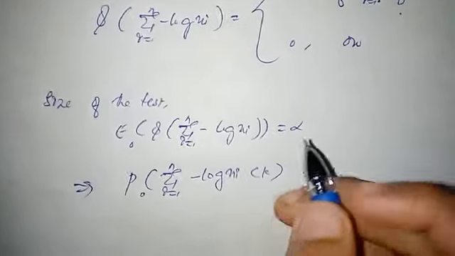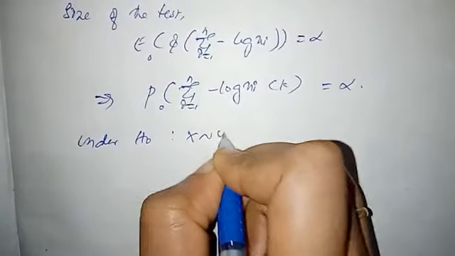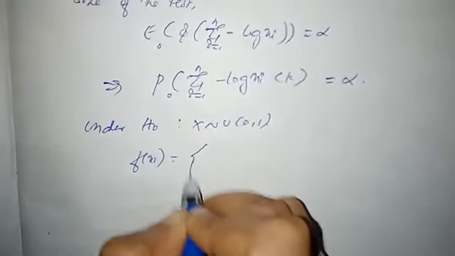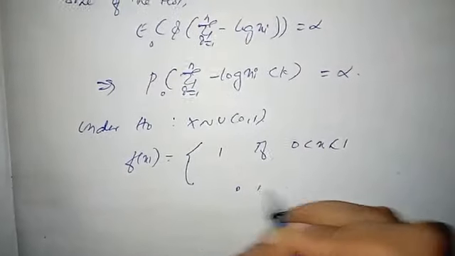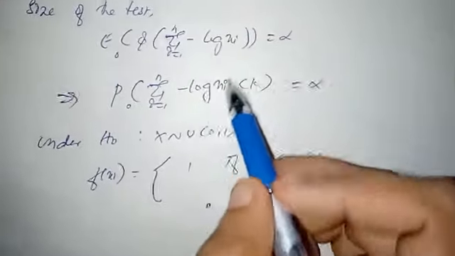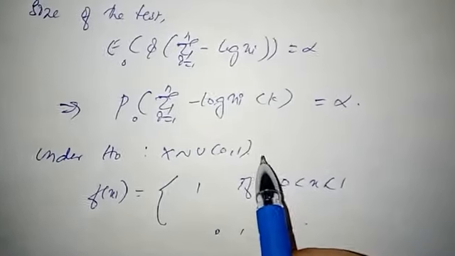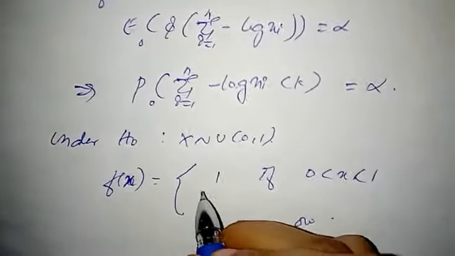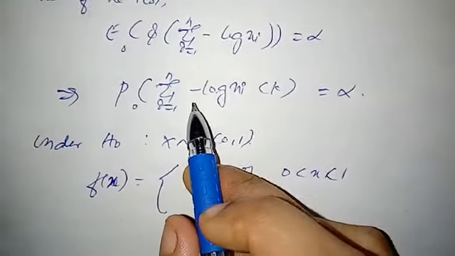Here X follows its distribution under H0. X follows uniform(0, 1), that is the density is f(x) equal to 1 if 0 < x < 1, 0 otherwise. This is the density of x. Then what is the density of minus log xi? If x follows uniform(0, 1), then the density is f(x) equal to 1 if 0 < x < 1, 0 otherwise. Then what is minus log xi?